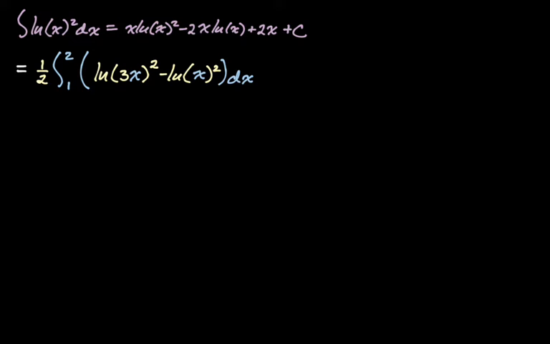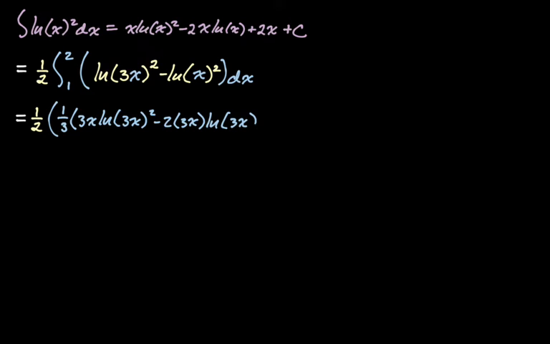So I'm going to get 1/2 for sure. Because that u is equal to 3x, there should be a 1/3. So we're going to have a 1/3 by the chain rule, and then you get 3x, natural log of quantity 3x squared minus 2 times 3x, natural log of 3x plus 2 times 3x. Whew. Okay, that's when you just integrate the natural log of 3x squared.